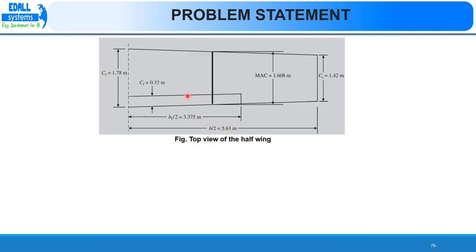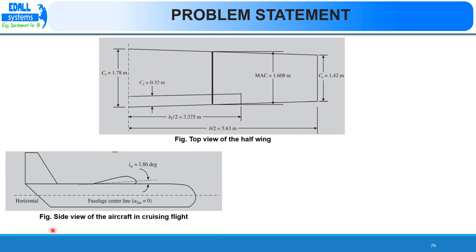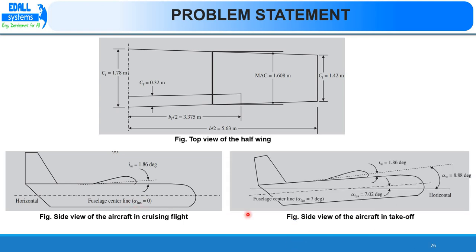This shows the top view of the half wing with all the parameters. This shows the side view of the aircraft in cruising flight. And the last figure shows the side view of the aircraft during its takeoff. This completes the solution of the problem statement.